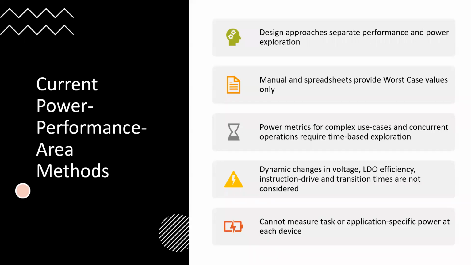The current power, performance, and area analysis methods include manual methods and spreadsheets that provide worst case values only. And these design approaches are often separated, meaning that there are teams working on performance analysis and separate teams working on power exploration. This means that this is a disjoint operation.